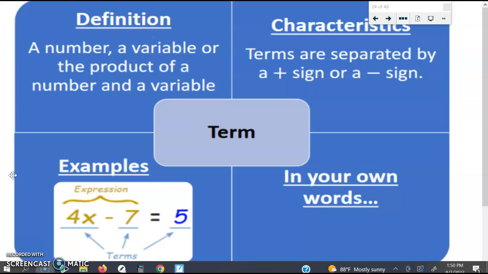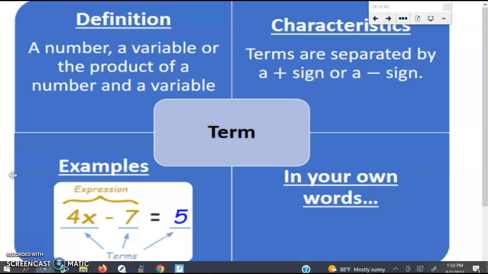And today we want to go over subtracting integers. But before I go over that, I want to go over what a term is. When you're dealing with algebra, you'll hear the word term a lot. It's a number, variable, or a product of a number and a variable, and they're separated by pluses and minuses.